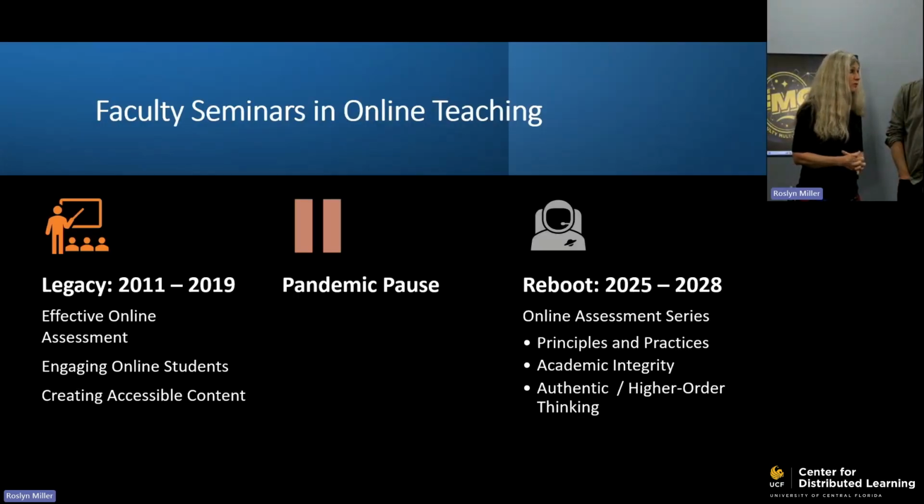Assessment and online learning. But some of our next ones that are coming up are academic integrity, that we'll expect to produce this summer, and then authentic and higher order thinking in assessments in the fall. So those are some of our next ones. And we've got these planned out through 2028.